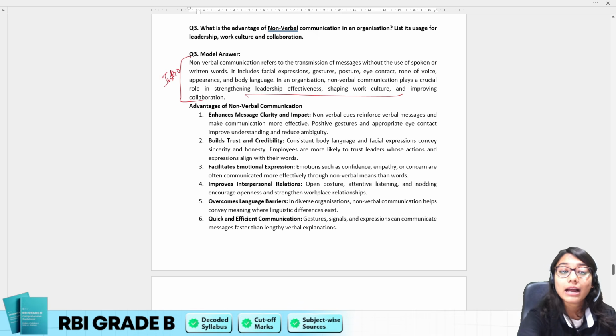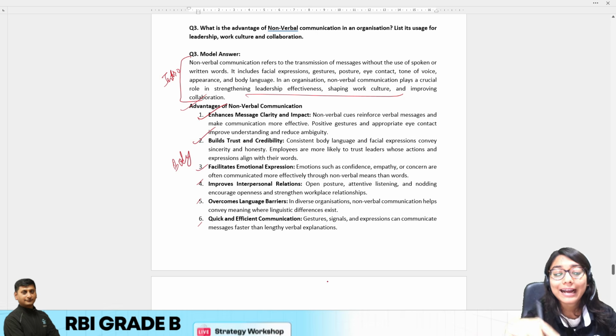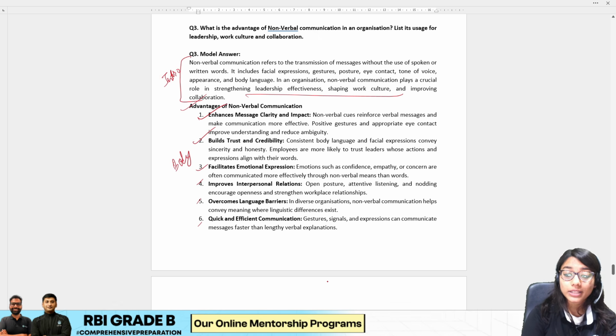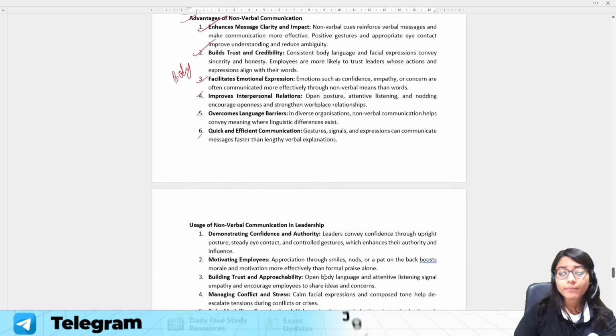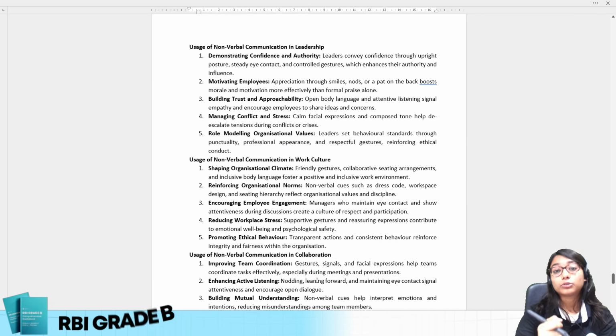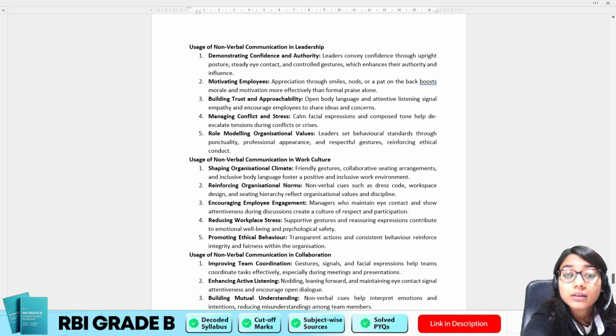My body must have advantages, beginning with the advantages firstly. So certain advantages we write, and if possible we give their examples, such as enhancing clarity, building trust, facilitating emotional expression, improving of relations, overcoming language barriers. So basically we write the advantages. Then we come to the second part of the body, which is usage in terms of three different components. Firstly leadership, then work culture, then collaboration.